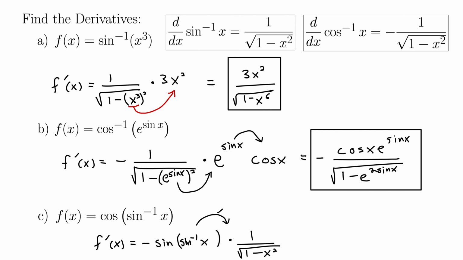And one more subtle point that you may not have caught, sine of arcsine of x is simply x again. Because if you recall, a function and its inverse undo each other, leaving only x behind. So then this final derivative can be written as negative x over square root of 1 minus x squared.